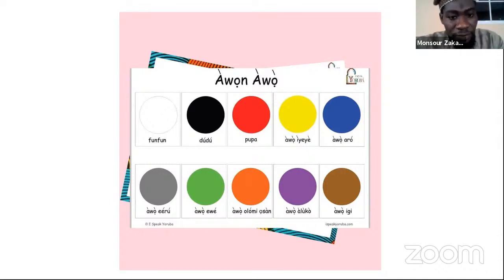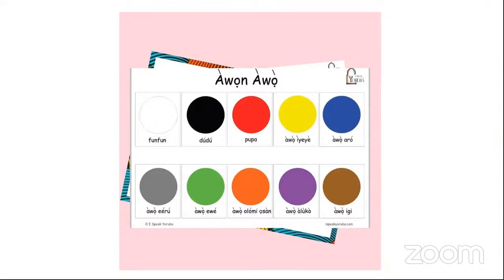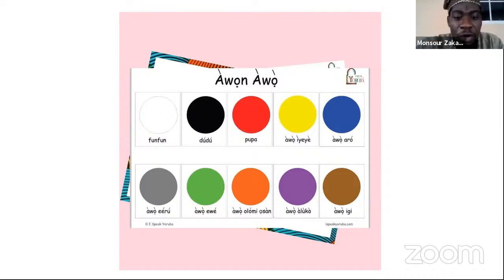Say it. Ewe is green. Green is ewe. Yes. Ewe is green. Green is ewe. All right. Thank you. Now let us move to the next one.